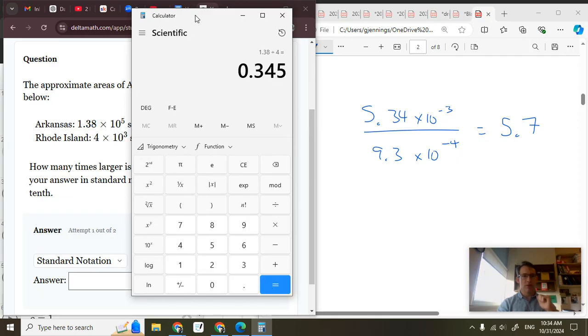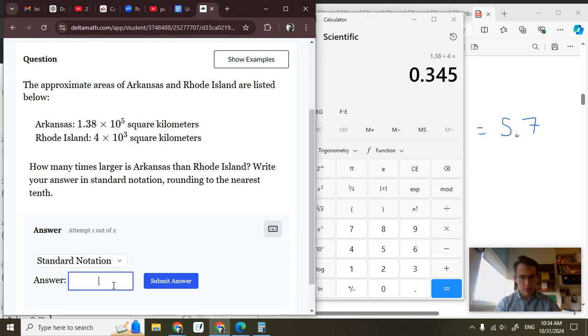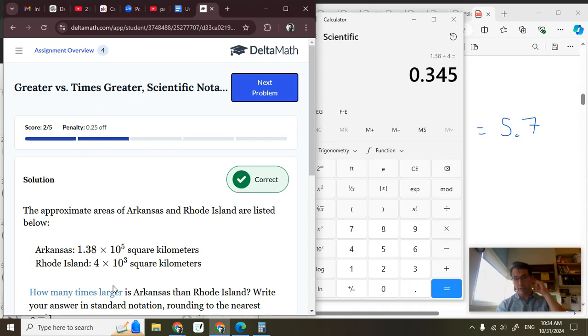But then it's going to be multiplied by 100. So it's 34.5. Oops, 34.5 times bigger. Why? Because there's an extra 2 powers of 10 in what looks like the smaller number. It's actually the way bigger number. Arkansas is way bigger than Rhode Island.